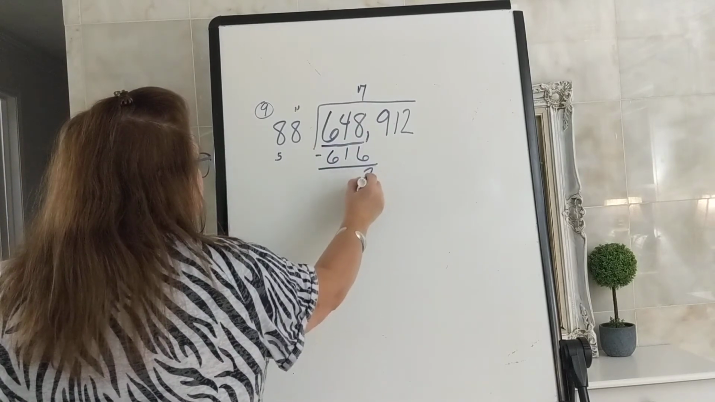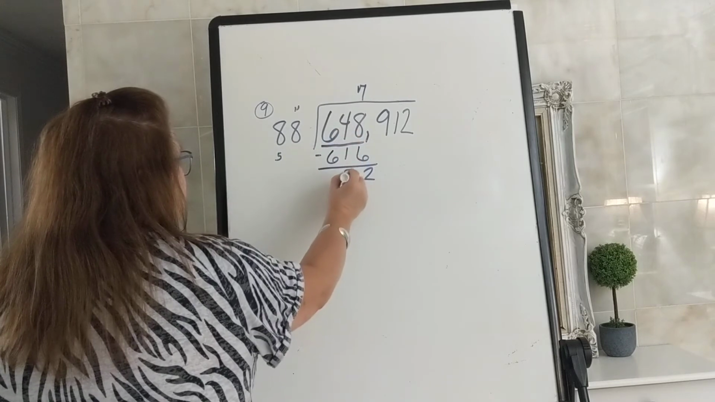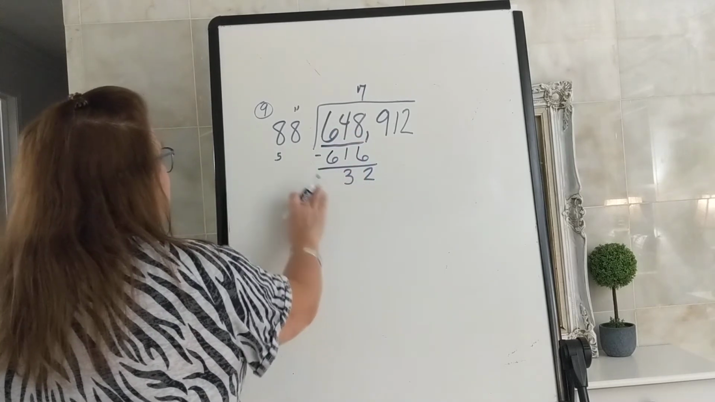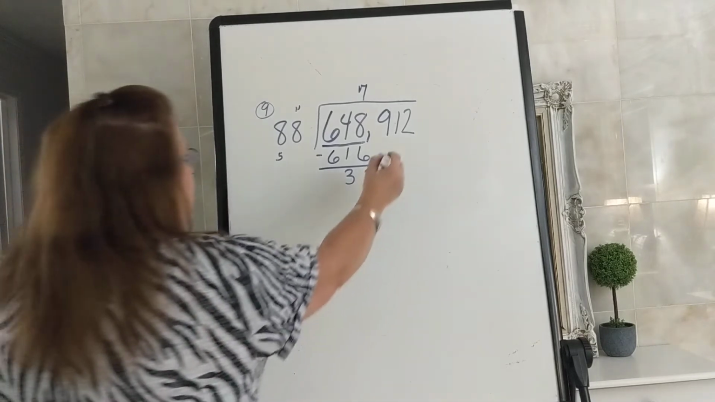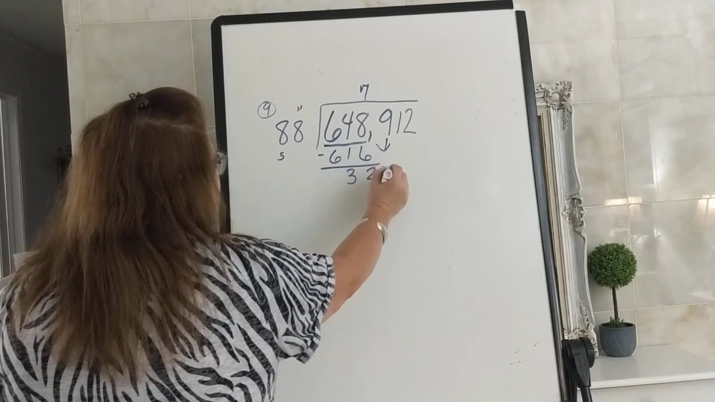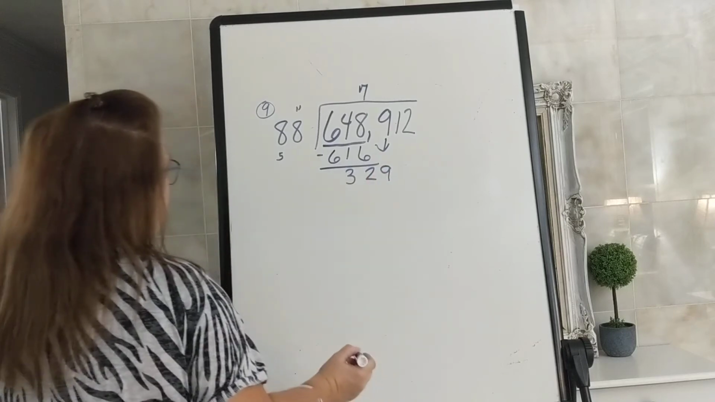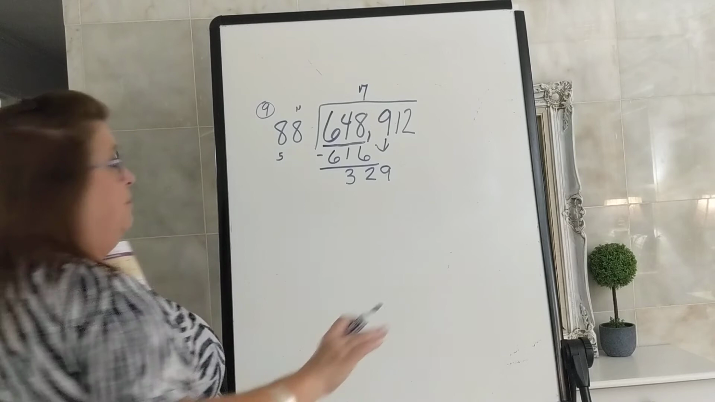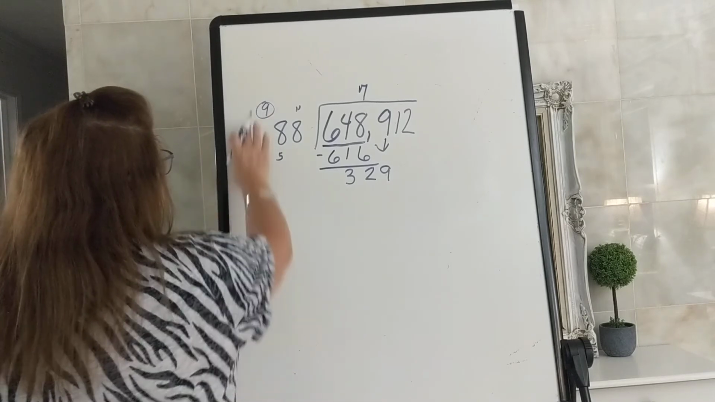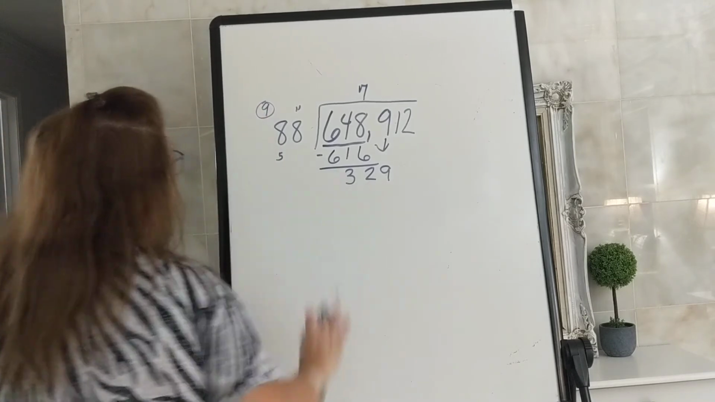8 minus 6 is 2. And 4 minus 1 is 3. Is 32 smaller than our divisor 88? Sure enough. So we bring down our next digit, which is a 9. So we go back to our pretend divisor, because I'm not messing with an 88 times table. Our pretend divisor, 9, how many times will 9 go into 32?